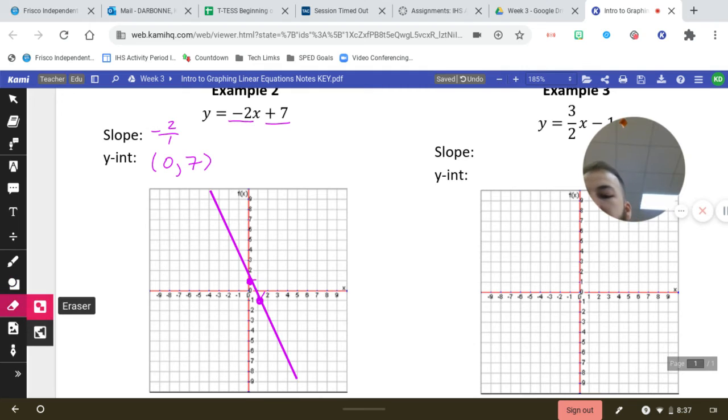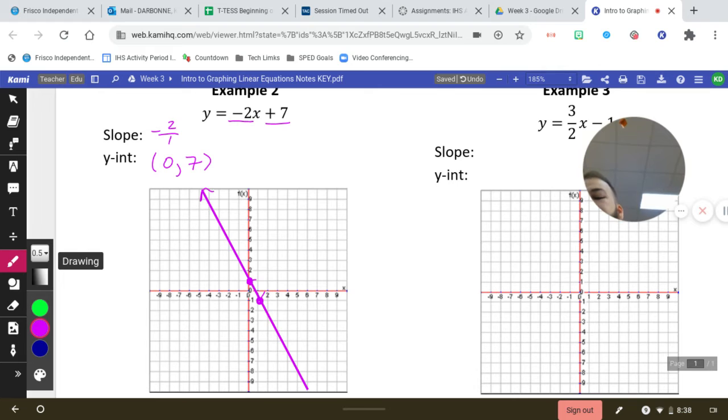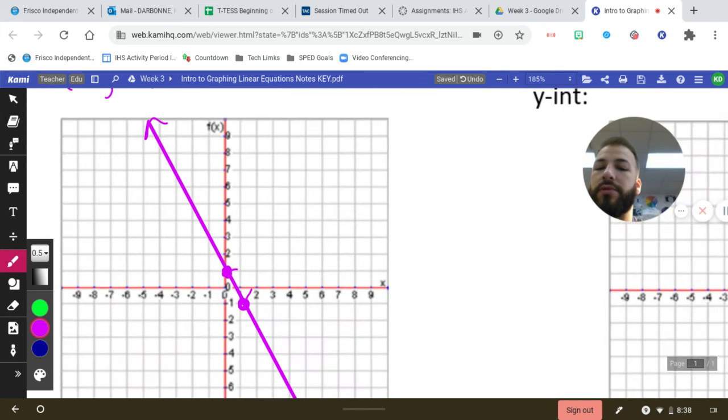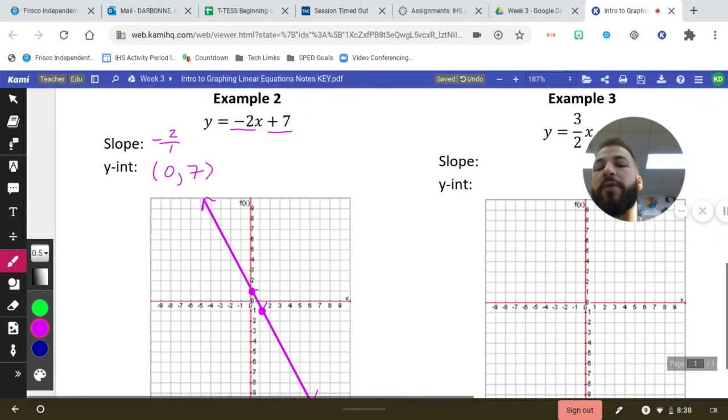Oop, that was good, and then I got kind of off. There we go. And then add my arrows onto the end, just like so. Now this one, slope and y-intercept, we already got that. X-intercept in this case, if we were to look at it, still not really a clear x-intercept, so we're not going to worry about this one.